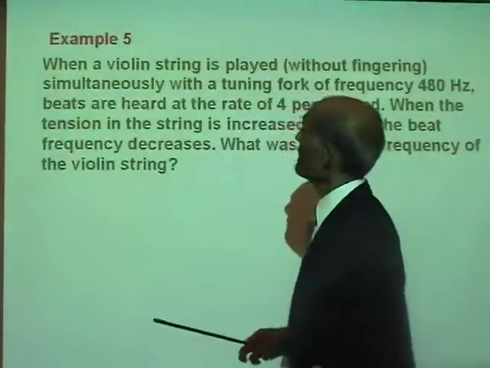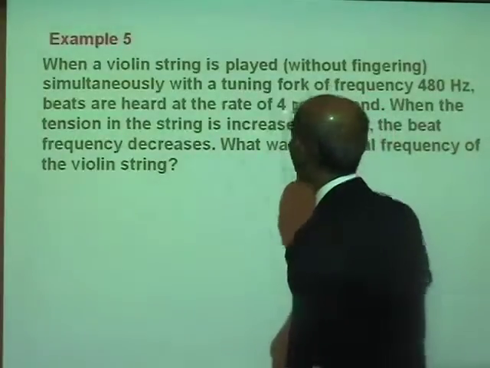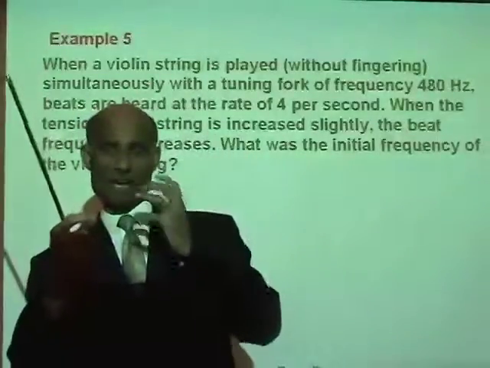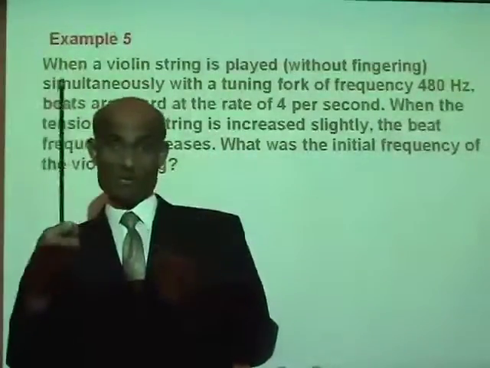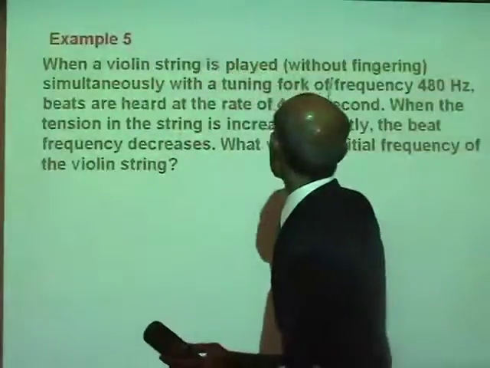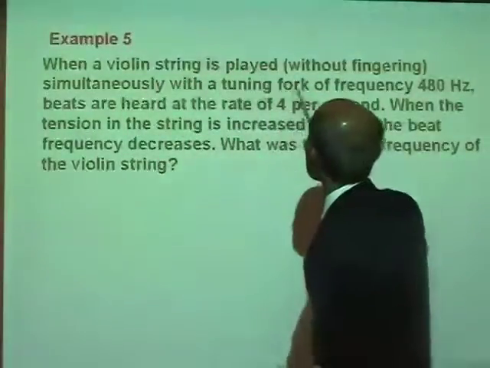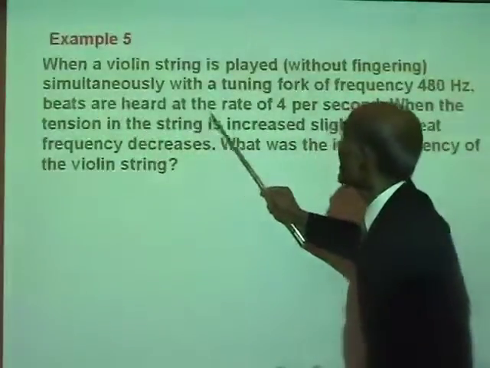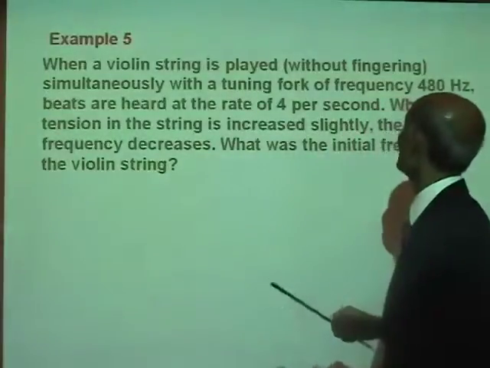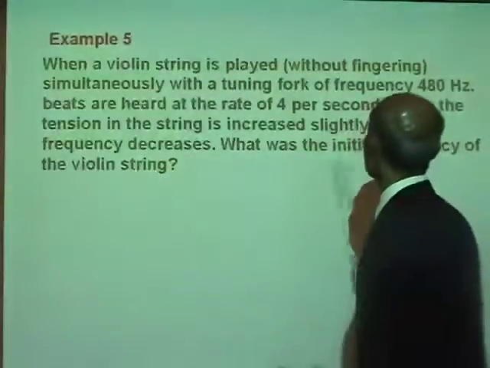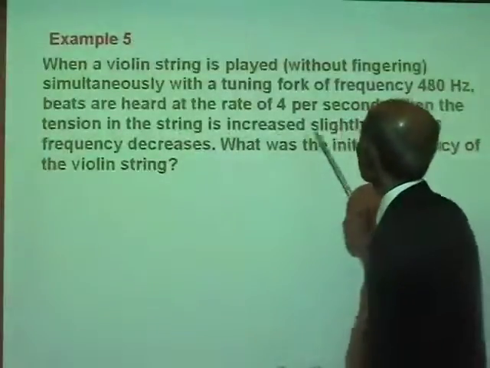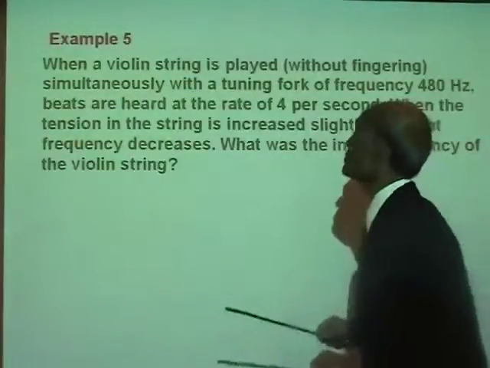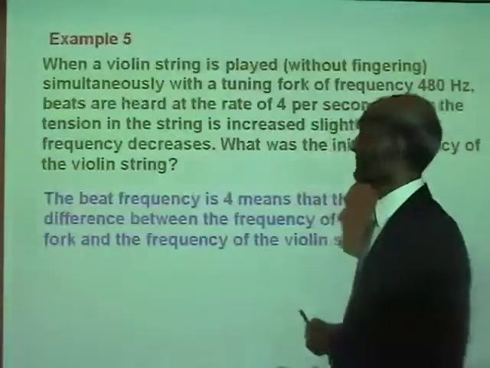Another one. When a violin string is played without fingering, well, you know a violin is played by adjusting the length using your fingers, is that right? When a violin string is played without fingering simultaneously with a tuning fork of frequency 480 Hz, beats are heard at the rate of 4 beats per second. When the tension in the string is increased slightly, the beat frequency decreases. What was the initial frequency of the violin string?